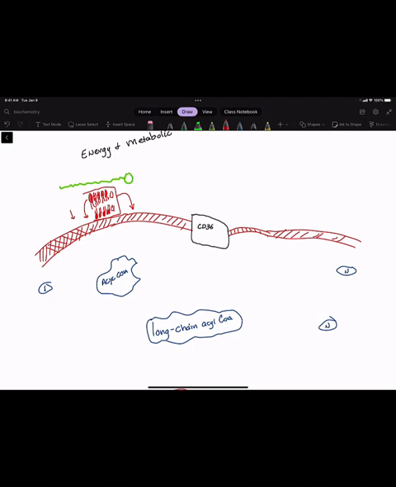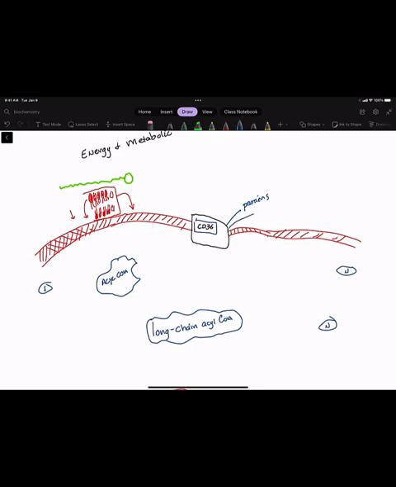But I also told you that these membranes also have proteins embedded in them. And these proteins serve a function. In this case, we're going to call this protein CD36. Each protein has a name or it has a number. That's just how scientists label it.